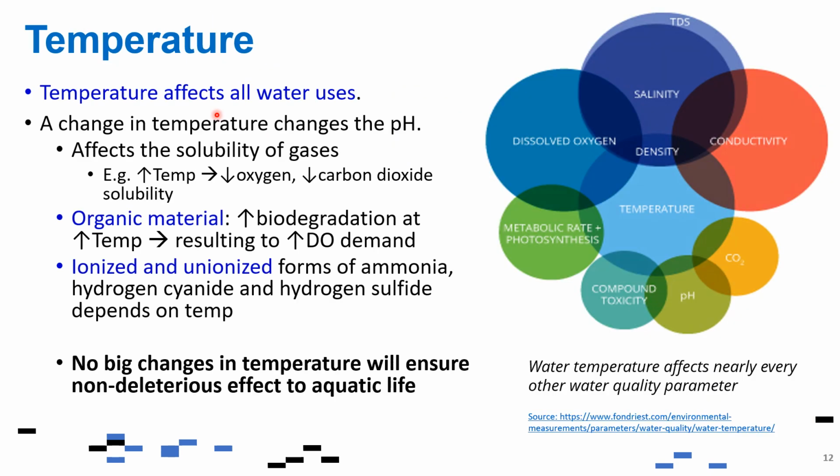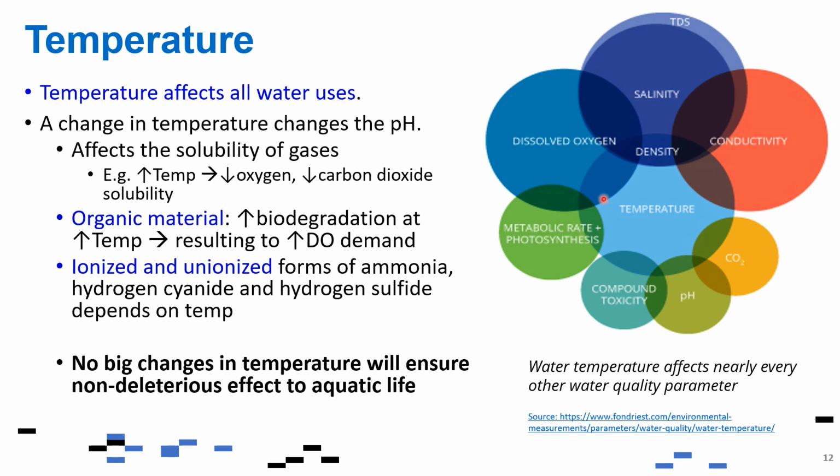When assessing water quality, temperature is one of the most important factors to consider. In fact, this is the most common parameter that is measured during water quality testing. This is because temperature affects all other parameters in the water, and it also affects all the water uses as well. If you look at this figure here, temperature affects many other parameters like dissolved oxygen content, the salinity of the solution, conductivity, the CO2 or carbon dioxide content, the pH even, some metabolic rates, and even photosynthesis.